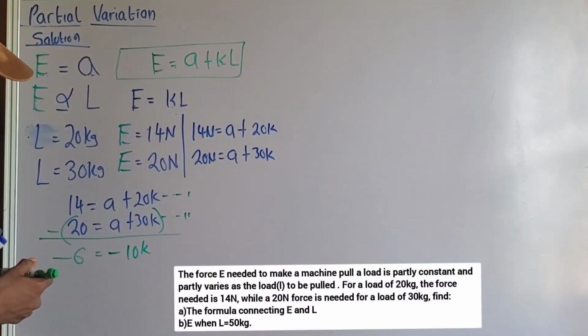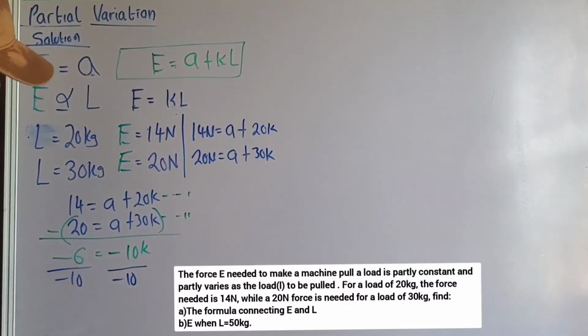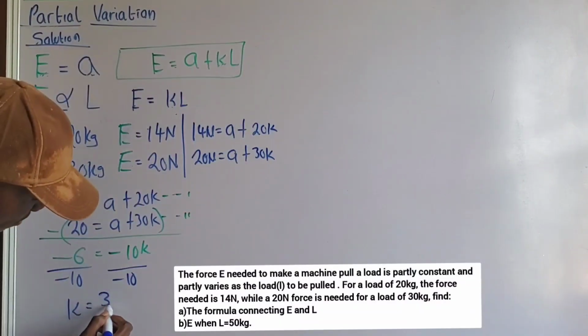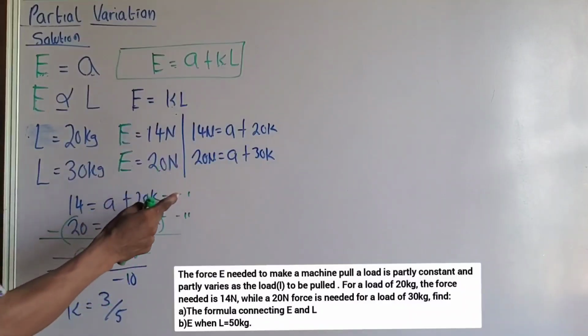So to get the value of k, divide both sides by what? Negative 10. So I'm going to have this over negative 10 and this over negative 10. So the value of k is equals to, reduce this to the lowest term, we're going to have 3 over 5. So the value of k is equals to 3 over 5. Now, having gotten the value of k, we can proceed to get the value of A by substituting the value of k into any of these equations.